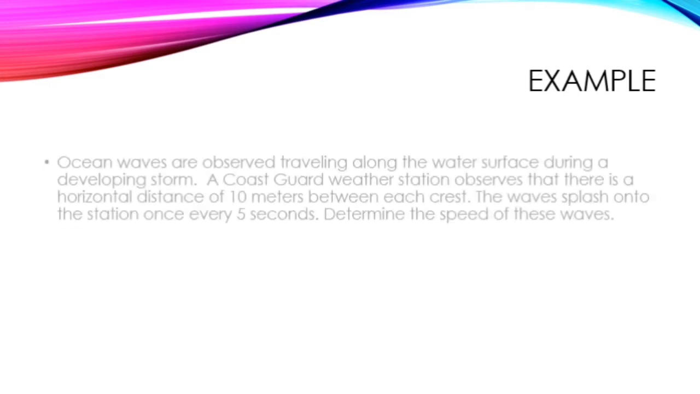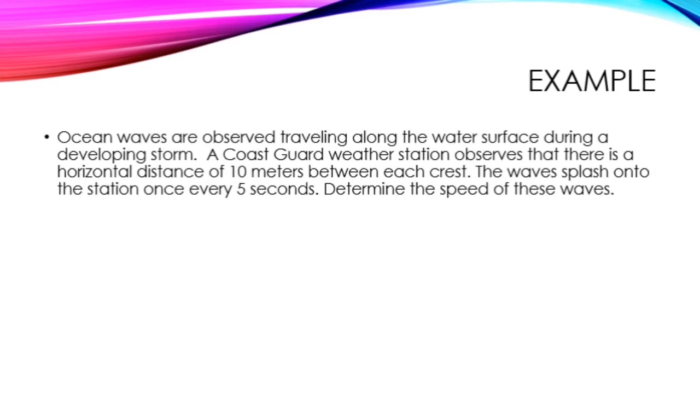Here's an example. Ocean waves are observed traveling along the water's surface during a developing storm. A Coast Guard weather station observes that there's a horizontal distance of 10 meters between each crest. The waves splash onto the station once every 5 seconds. Determine the speed of these waves.